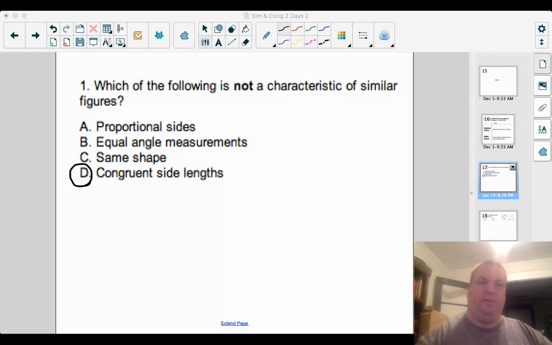All right, welcome back. Hopefully you chose D. D is not a characteristic of similar figures. Their side lengths are not congruent. They're not the same, they're just proportional. This is a characteristic of congruent shapes, but not similar. It's the thing that's the difference between congruent and similar: the side lengths are not the same. Other than that, they are the same shape. They do have equal angle measurements, and their sides are proportional.